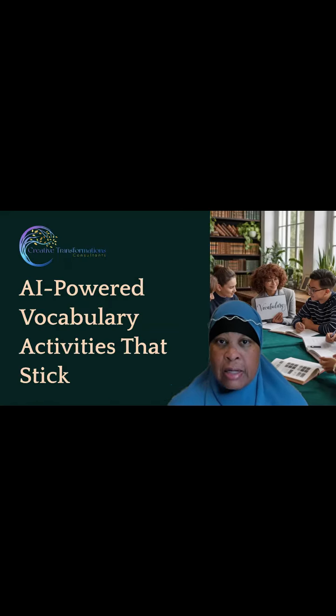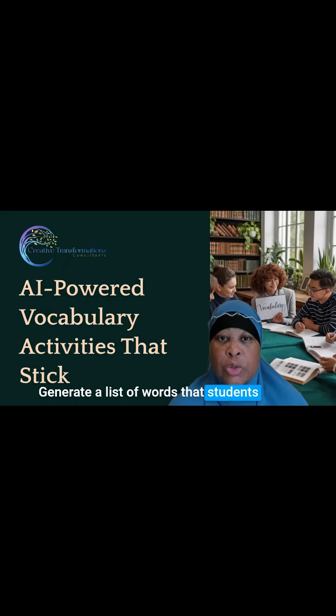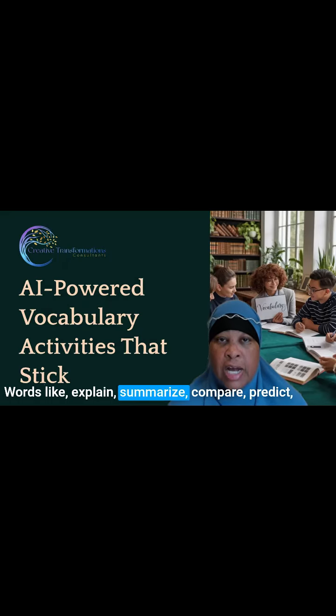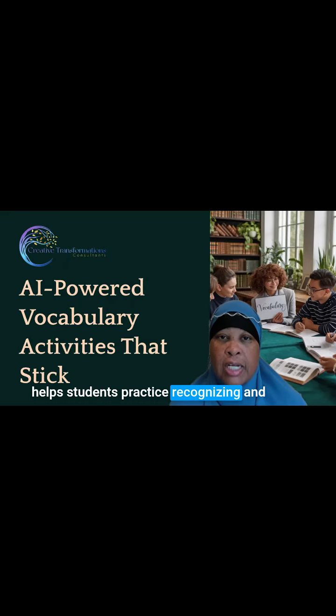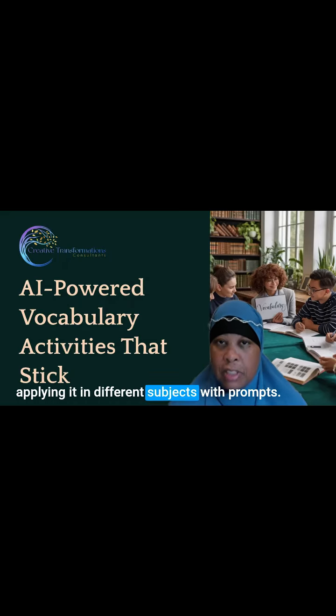Have your AI generate a list of words that students need to succeed across classes. Words like explain, summarize, compare, predict, and for each word, provide a clear definition, one way it shows up in class instruction or assignments, and a quick activity that helps students practice recognizing and applying it in different subjects.